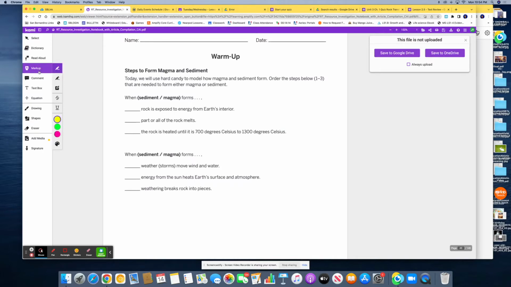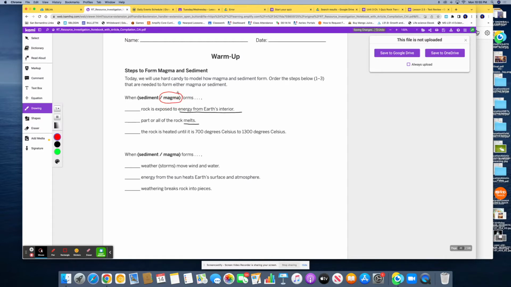So what I'm going to do, I'm just going to mark it up. Okay. So this says rock is exposed to energy from Earth's interior. So that is a clue right there. Part or all of the rock melts, okay? And the rock is heated until it is 700 degrees Celsius to 1300 degrees Celsius. So is it sediment or magma that gets energy from Earth's interior or melts? Well, as you know, it is magma.